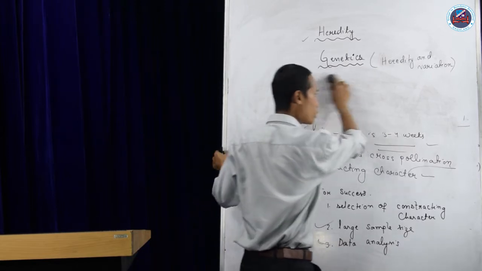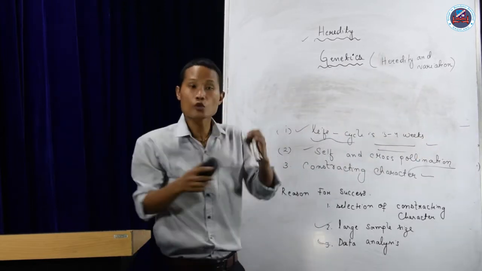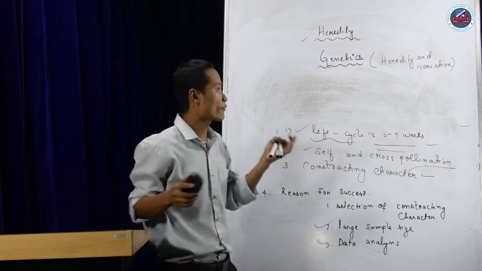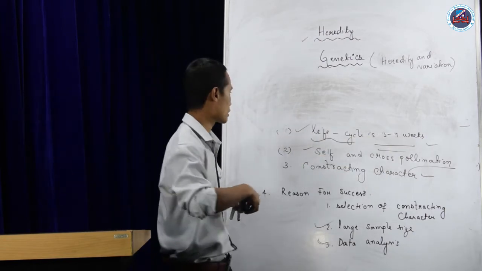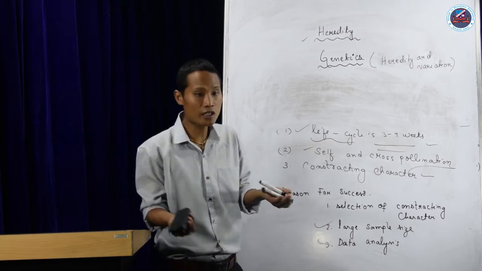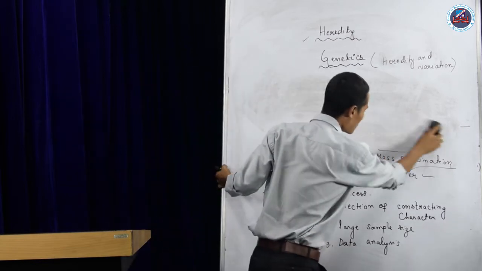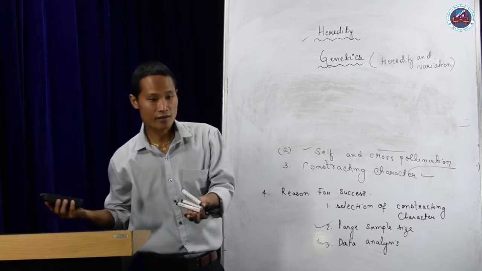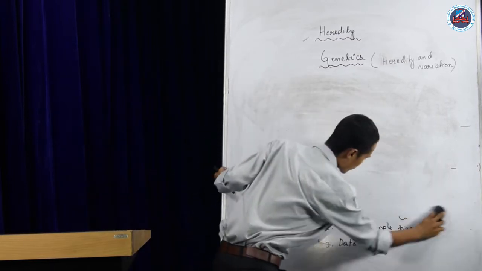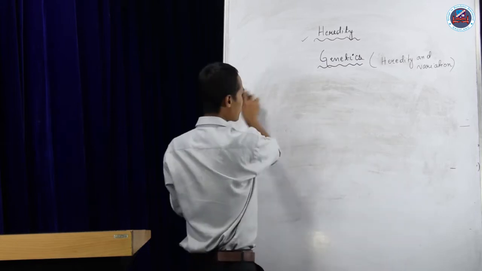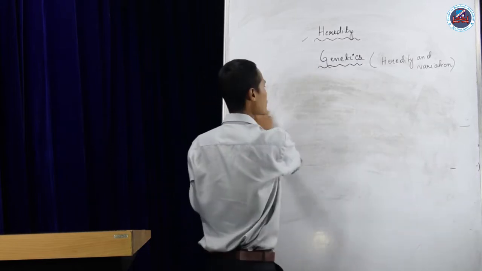So one will be tall and another one will be dwarf, for example. Flower position: one will be axial, another one will be terminal. Seed color: one will be purple and the other will be green. So those are the 3 reasons why Mendel had selected pea plant for his experiment.